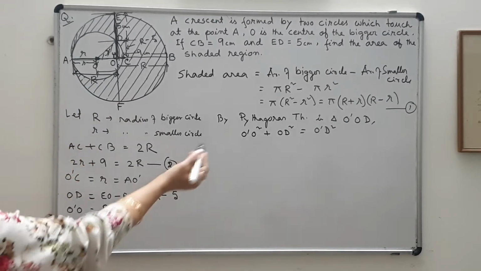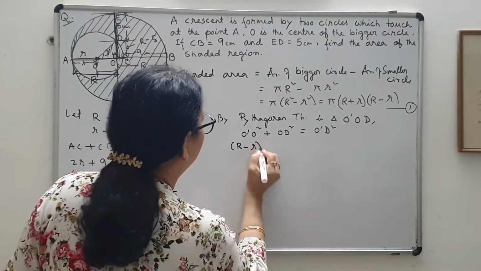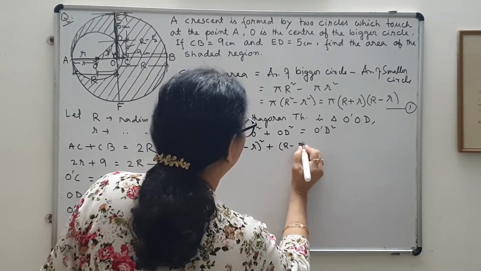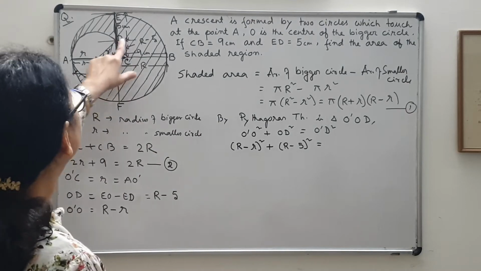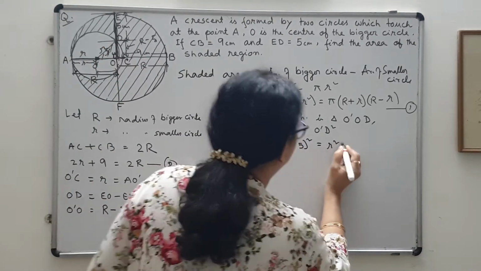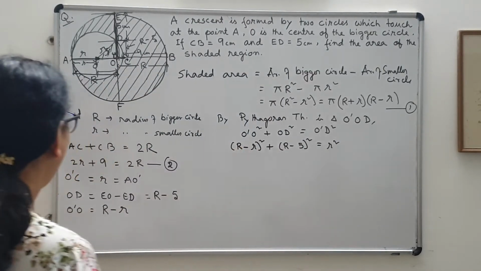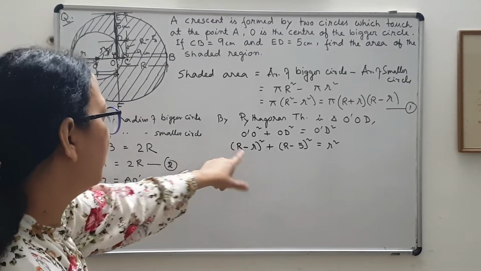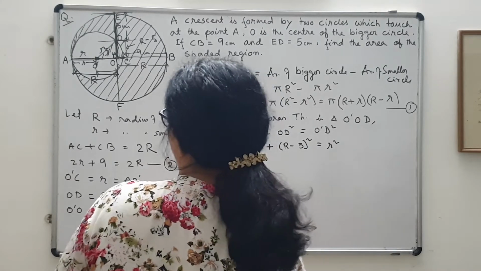So now I got this, so I can put the value. So this is R minus r whole square plus OD is R minus 5 whole square, and O dash D is nothing but the radius of the small circle. Yes, ma'am. Okay, fine. Now I'll open it and I'll make use of this second equation here because I have to convert it to a one variable equation. Let me first open it, then it will be easy.